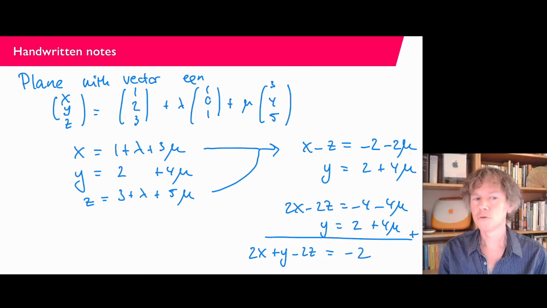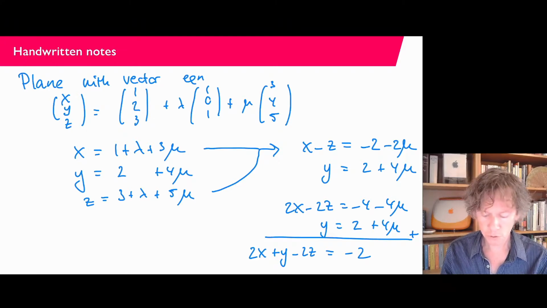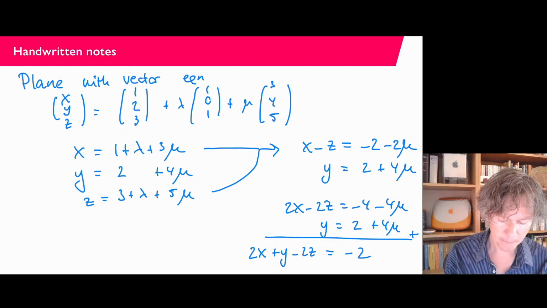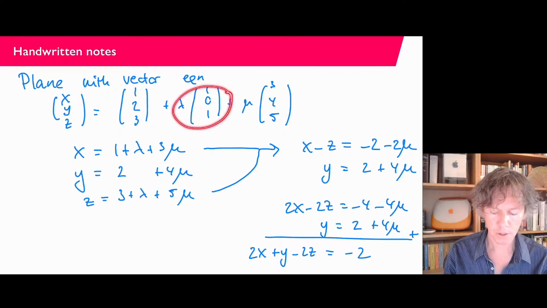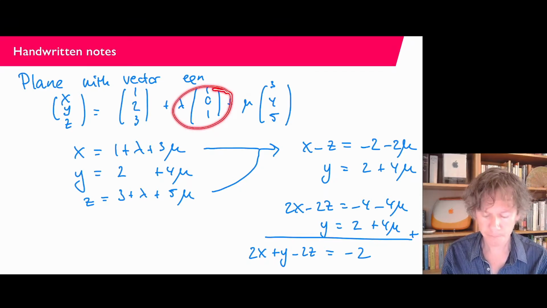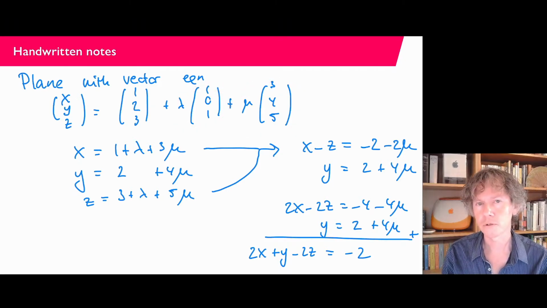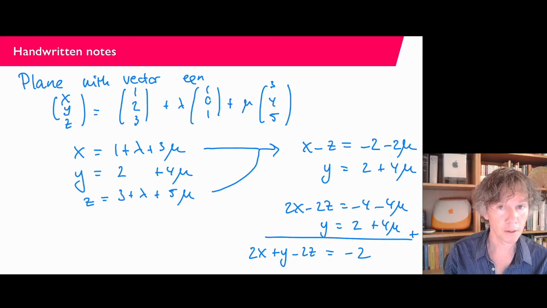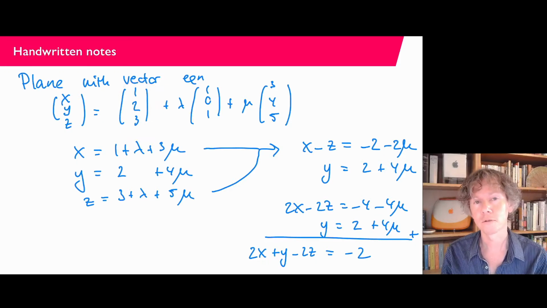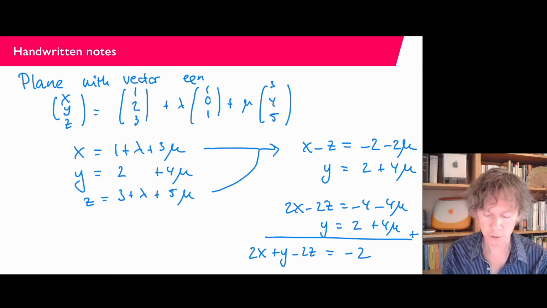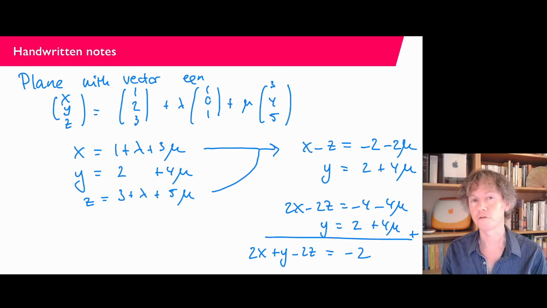There are other ways how to do this. For instance, what you could also do is you could say, well, this is a vector that is in the plane. This one also. So if I now compute their cross product, then I find a normal of the plane. And then if I also use that this thing is in the plane, then I can also find the full equation. So that would be an alternative. First compute the normal and then the full equation for the plane. Let me leave it at this for the moment.